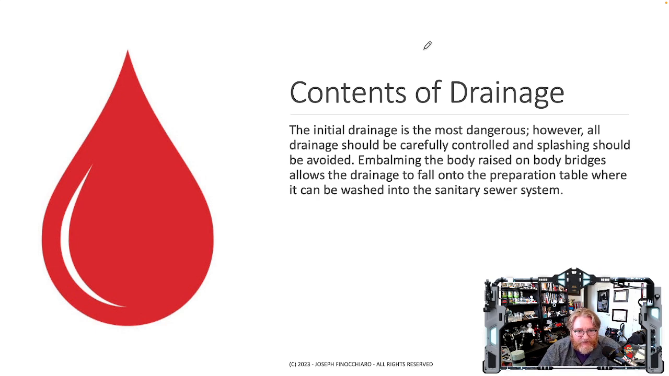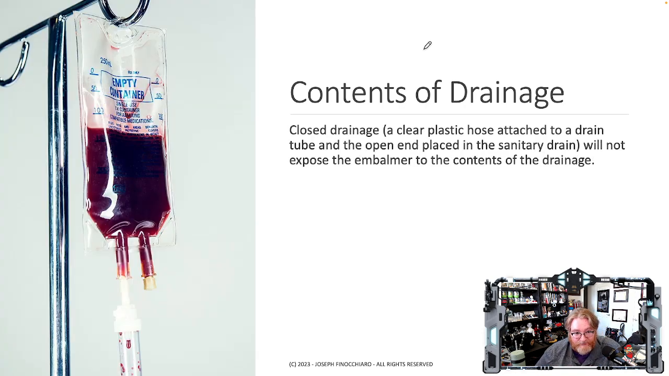The initial drainage is the most dangerous because it is mostly blood. All drainage should be carefully controlled and splashing should be avoided. Embalming the body raised on body bridges allows drainage to fall onto the prep table where it can be washed into the sanitary sewer system. There's also a technique called closed drainage. A clear plastic hose is attached to a drain tube and the open end placed in a drain. And this does not expose the embalmer to the contents of the drainage.